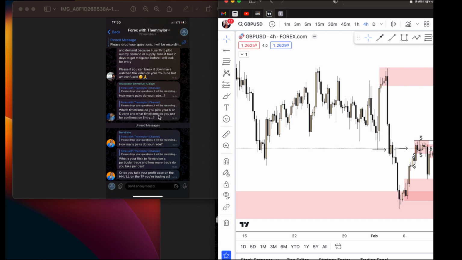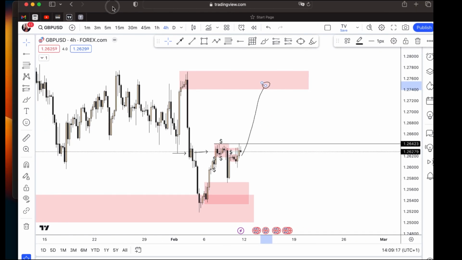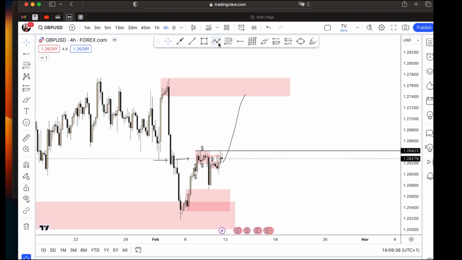Which time frame do you pick your supply and demand zone, and what time frame do you use for confirmation entry? I've talked about the time frame I look for my demand and supply zones: higher time frame and lower time frame. For confirmation entries, you get your confirmation entries on the lower time frame. Anything from 15 minutes, 10 minutes, 5 minutes, or 3 minutes time frame, you definitely see confirmation. Just go to your lower time frame and you'll be able to get your confirmation entry.